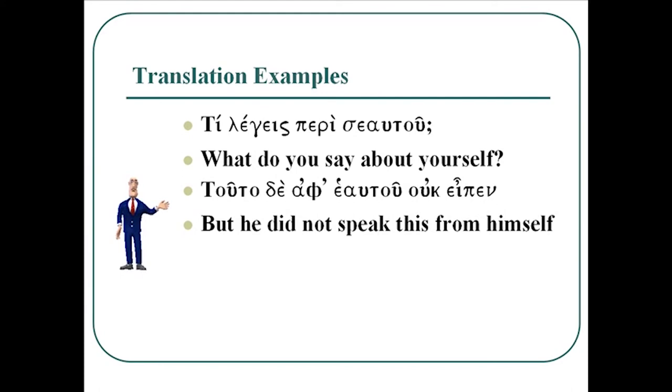Second example is Touto de aph' heautou ouk eipen. But he did not speak, ouk eipen, did not speak this. This aph' heautou, from himself or of himself, with the third person reflexive pronoun heautou, going with the apo preposition, taking the genitive.